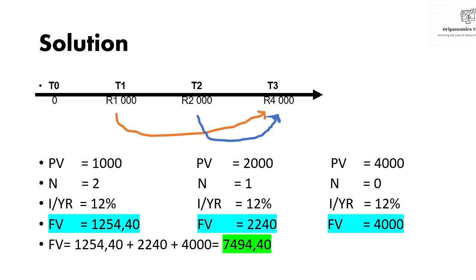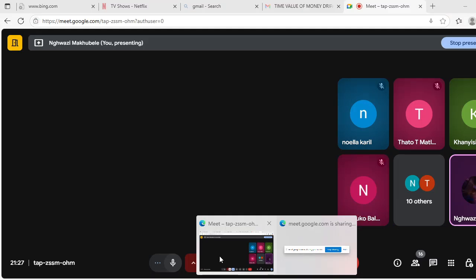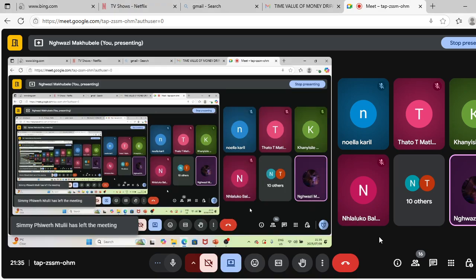Before I move on, does everyone understand the future value of uneven cash flows? Is it clear to everyone?